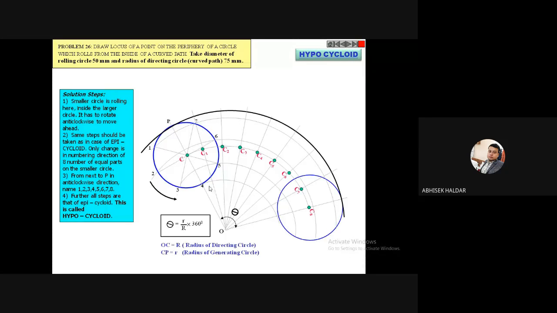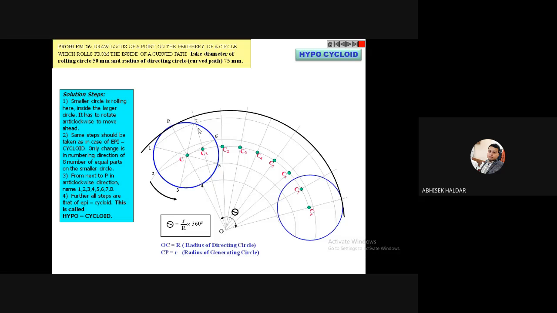My point was to divide this circle, 1 2 3 4. You can see the naming here is very important. You can see this circle has been divided into 8 equal parts, isn't it? Just concentrate on this circle first, this rolling circle.